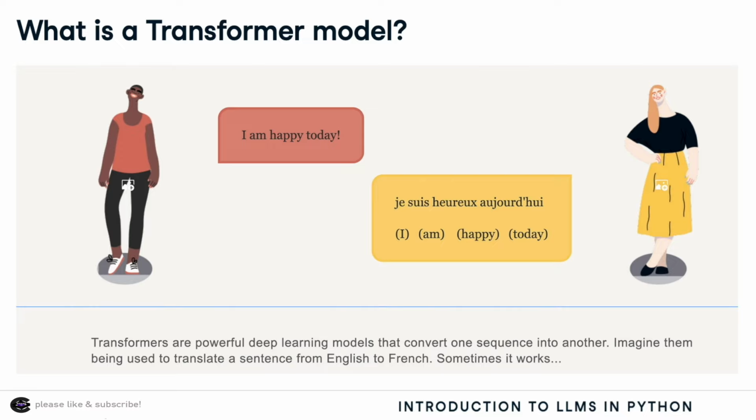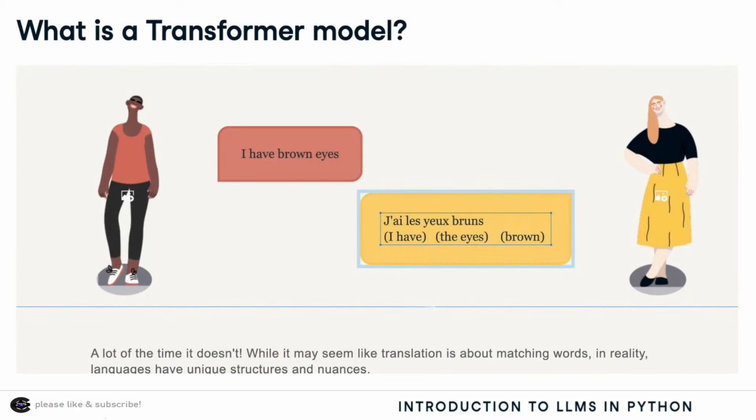I am happy today. Je suis heureux aujourd'hui. Sometimes it works, but a lot of the time it doesn't. I have brown eyes. J'ai les yeux bruns. While it may seem like translation is about matching words, in reality, languages have unique structures and nuances.